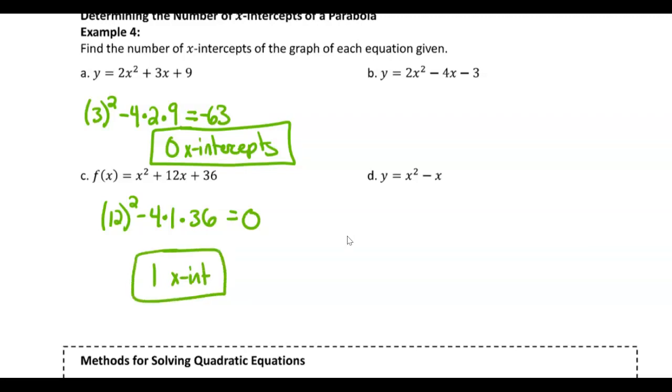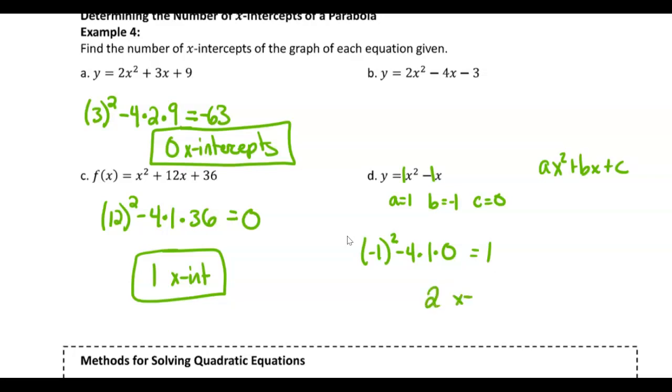And let's look at D, because if you look at D, it just looks a little funky. It is in standard form. Remember, standard form is ax squared plus bx plus c. In front of x squared is a 1, so the a is 1. In front of x is a negative 1, so the b is negative 1. And c is missing, that means c is 0. So now we can go ahead and do b squared minus 4 times a times c. What we end up with is 1, and since the discriminant is positive, there will be two solutions, which means there will be two x-intercepts.